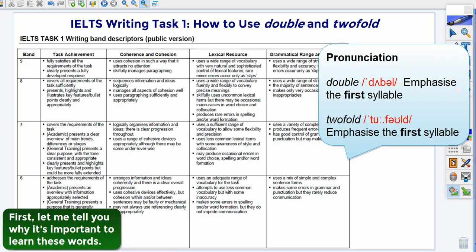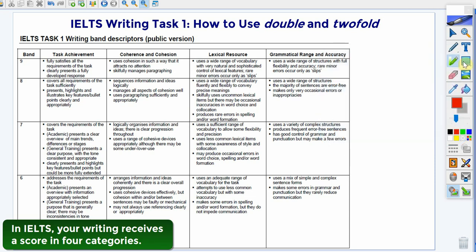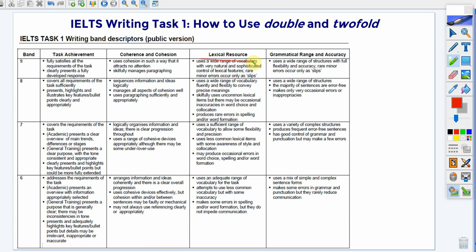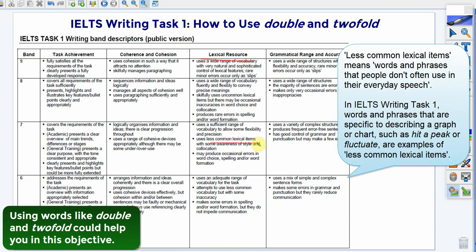First, let me tell you why it's important to learn these words. In IELTS, your writing receives a score in 4 categories. One of those categories is lexical resource. If you want to get a band 7 or above in this category, you need to use less common lexical items. Using words like double and twofold could help you in this objective.